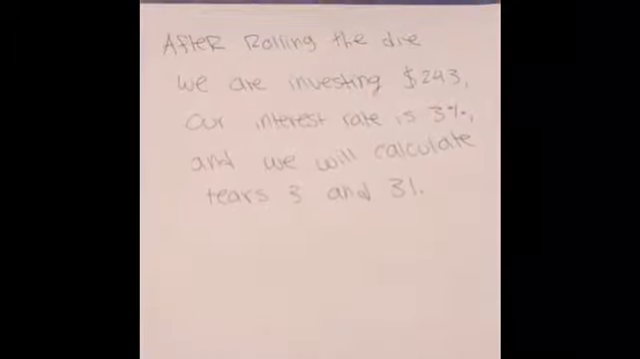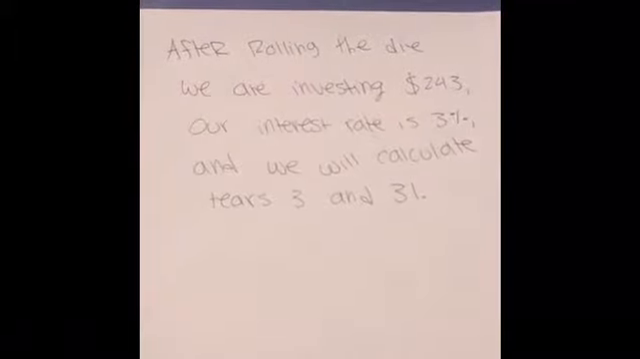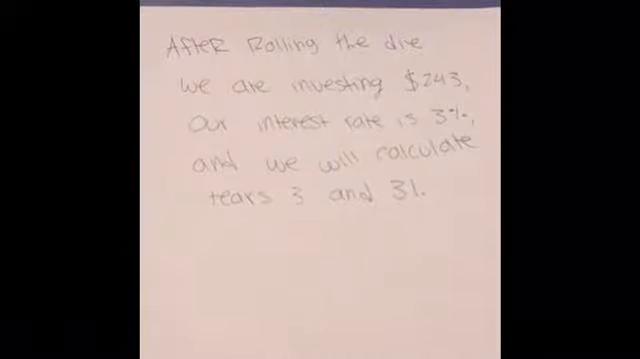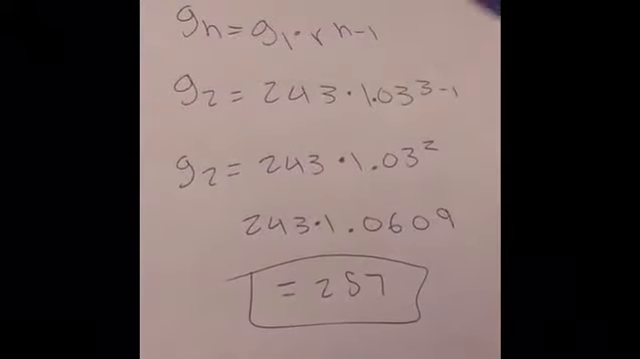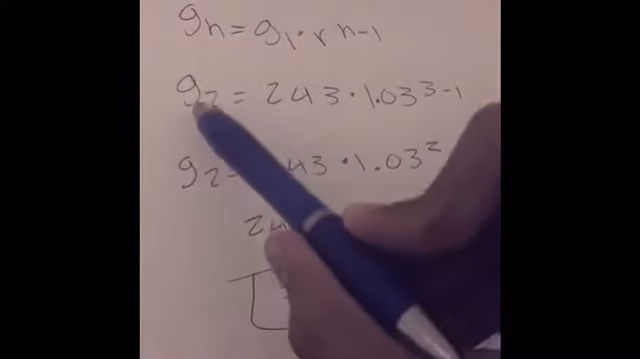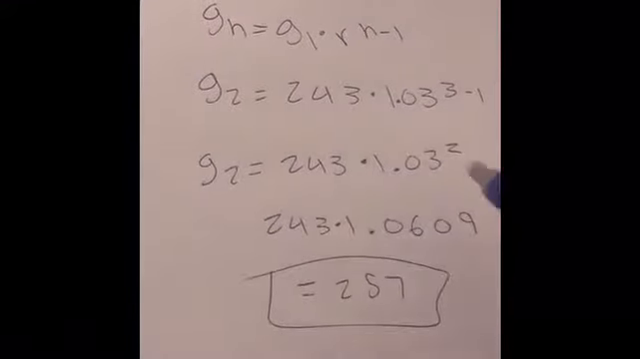after rolling the die, we are investing $243. Our interest rate is 3%, and we will calculate years 3 and 31. Our formula is Gn equals G1 times R^(n minus 1). We're calculating our second year, so it's G2 equals 243 times 1.03^(3 minus 1).